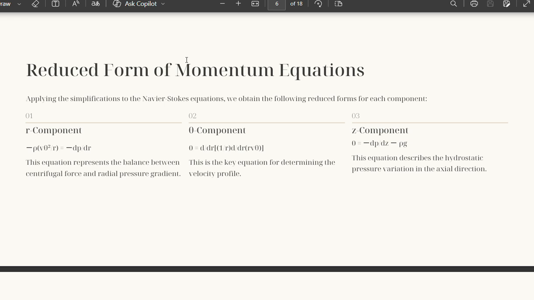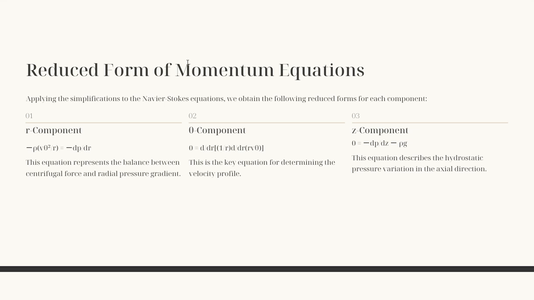After simplifying the equations, we obtain the following reduced form for each component. For the r component, we get minus rho v theta square by r equals minus dp by dr. For the theta component, we get 0 equals d by dr of 1 by r into d by dr of r into v theta. For the z component, we get 0 equals minus dp by dz minus rho into gravity.